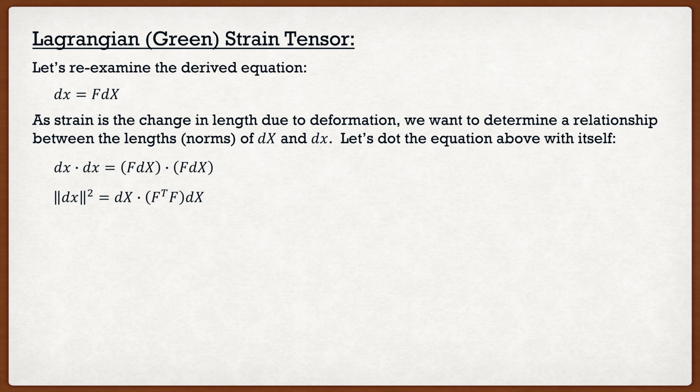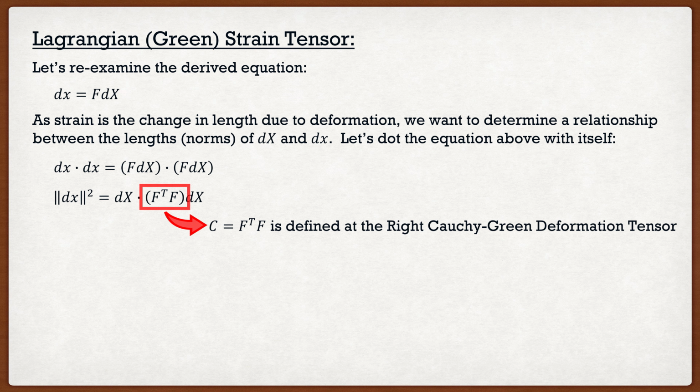And on the right-hand side, we have something that looks a little bit ugly. So the best way to show you guys what this is is to show you a nice simple scenario. So the first thing we're going to do is say, all right, well, this F transpose F, we're going to call that C. And we're going to call that the right Cauchy-Green deformation tensor.